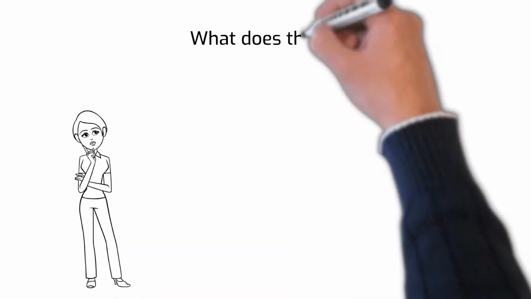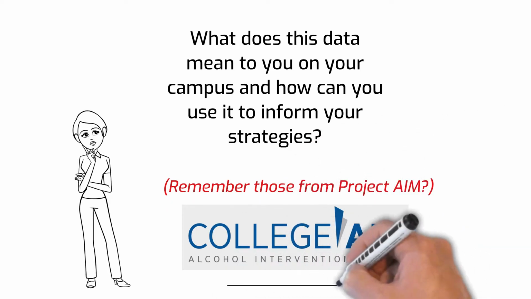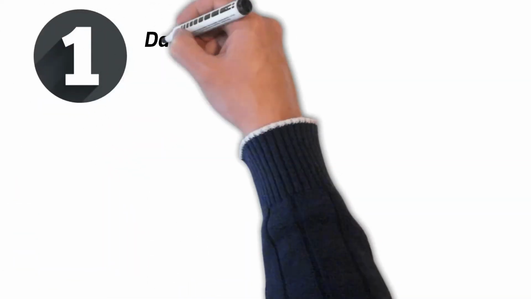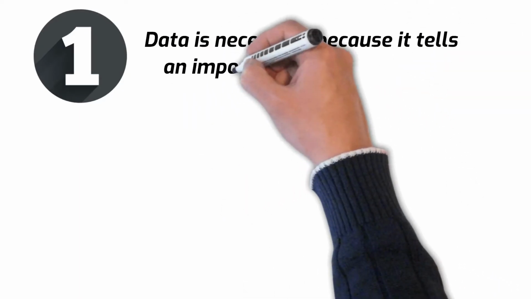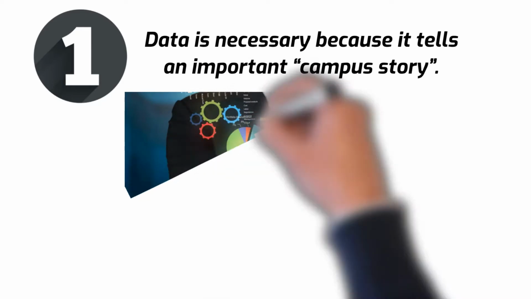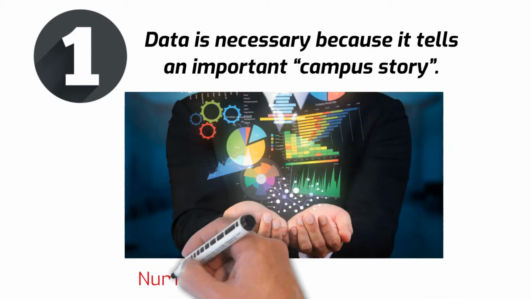So, what does this data mean to you on your campus, and how can you use it to inform your strategies? Remember those from Project AIM? First, data is necessary because it tells an important campus story. Just giving someone numbers about how many students are engaging in binge drinking may not have as much of an impact as showing them how many through data visualization.